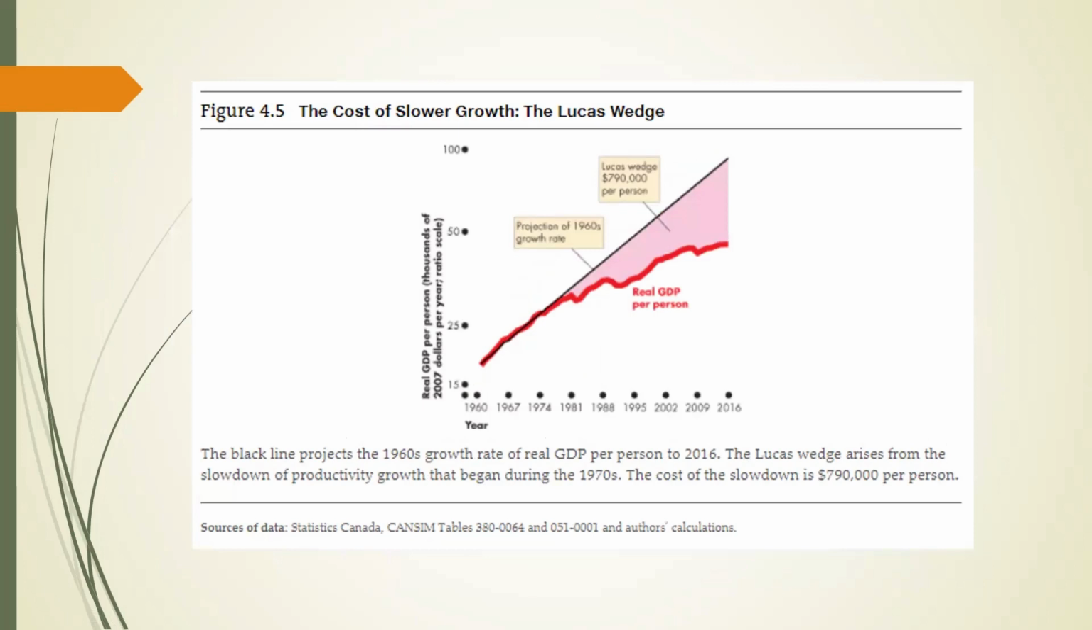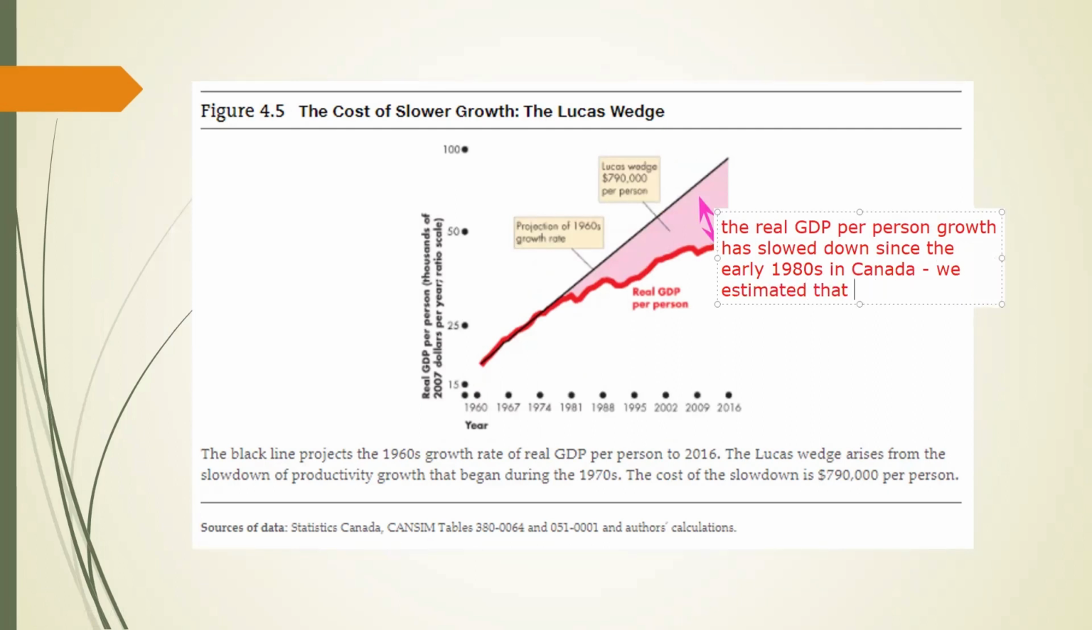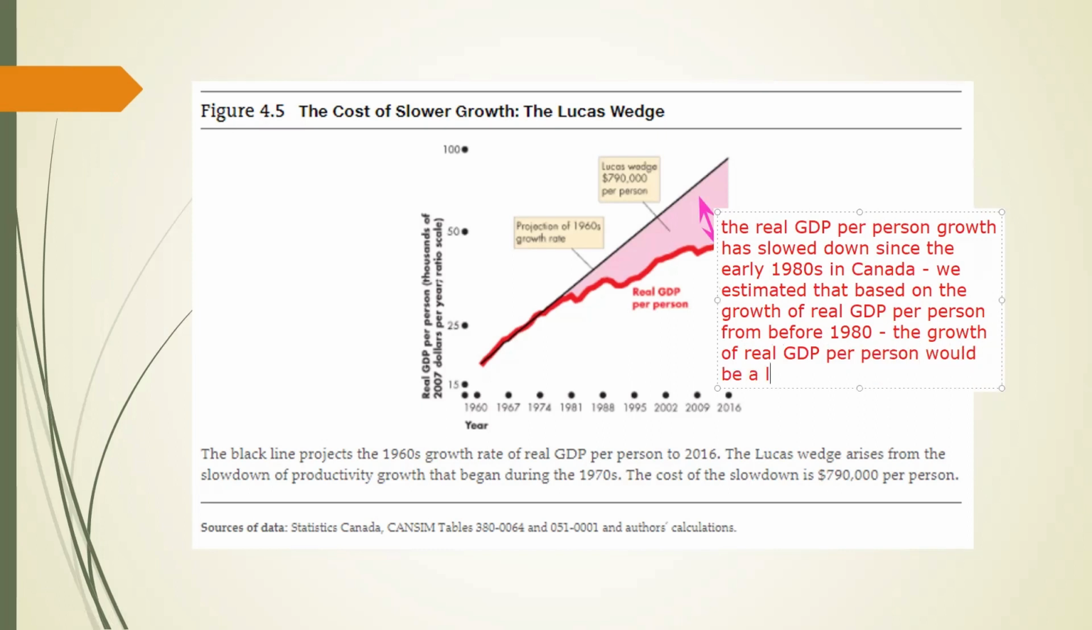And this Lucas wedge is what shows the slowdown of real GDP growth. This shows that real GDP per person growth has slowed down since the early 1980s in Canada. We estimated that based on the growth of real GDP per person from before 1980, the growth of real GDP per person would be a lot higher than it is now. So it slowed down a lot here, and that's a concerning issue we have.